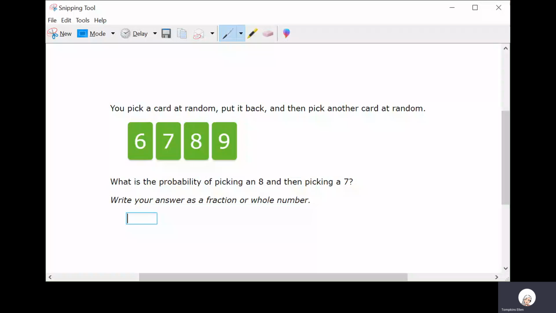We're doing more with independent and dependent events. So let's look at this. If you pick a card at random and put it back and then pick another card at random, well, if you put it back, that means you're resetting original conditions. Okay, so let's look at this.